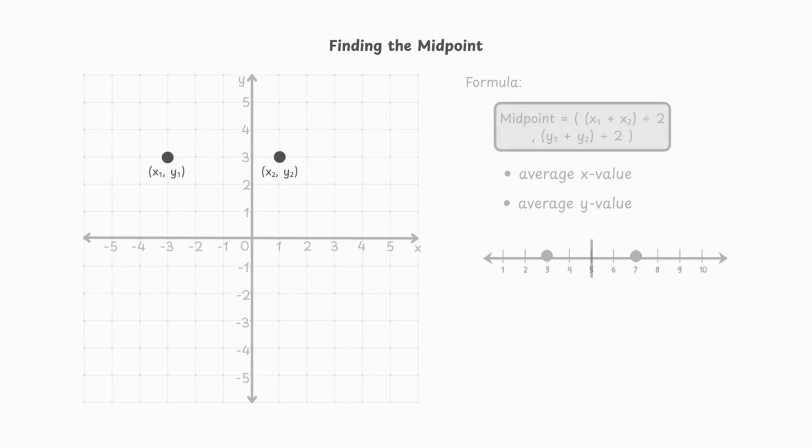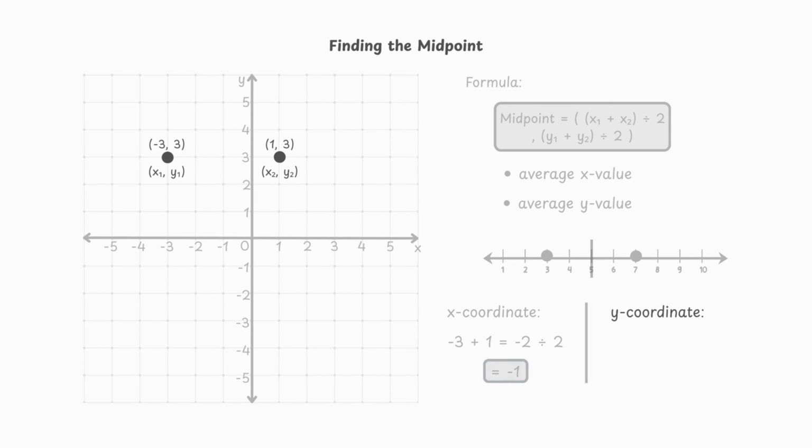Let's look carefully at the graph. The left point is at -3, 3. The right point is at 1, 3. First, let's find the x-coordinate of the midpoint. We add the x values, -3 plus 1. That gives -2. Then we divide by 2. -2 divided by 2 is -1, so the x-coordinate of the midpoint is -1.